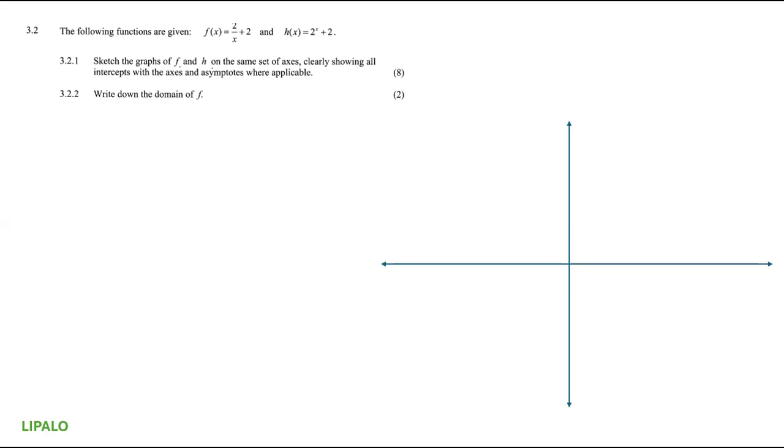3.2.1. Sketch the graphs of f and h on the same set of axes, clearly showing all intercepts with the axes and asymptotes where applicable. Good, exactly. You see what it says? It says clearly show all intercepts with the axes and asymptotes where applicable. They're just saying that you must show them on the graph. So now we need to understand the steps to sketch.